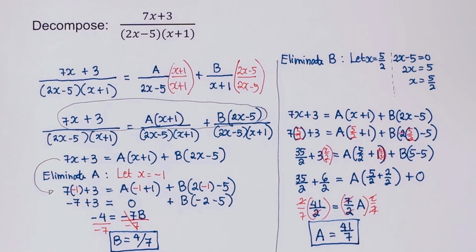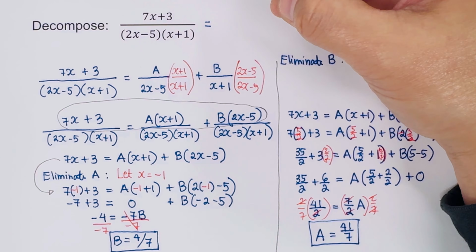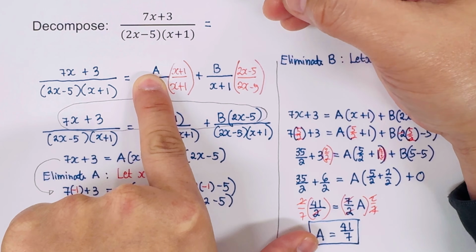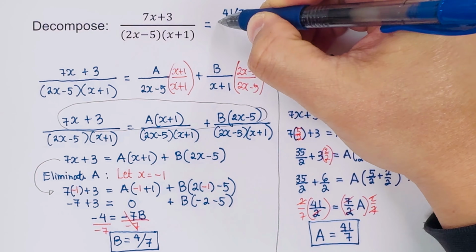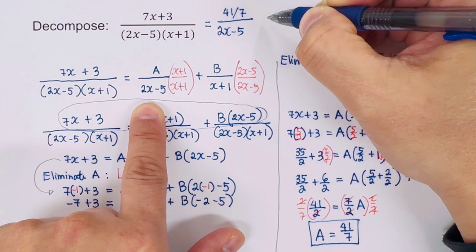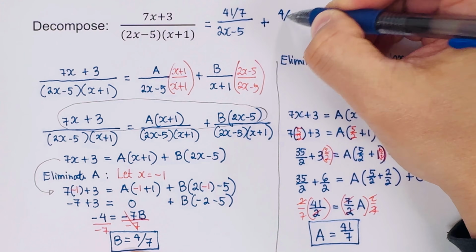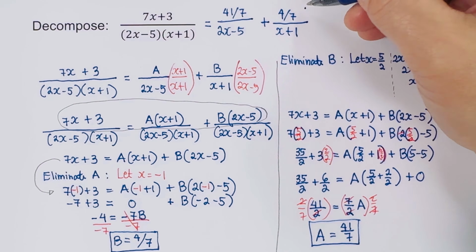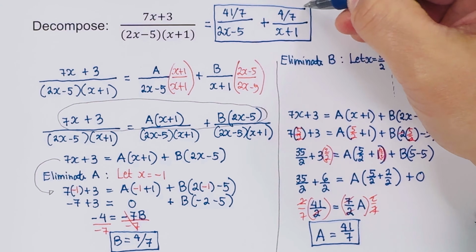That means that this fraction can be decomposed into its partial fractions, and that would be, we write the A first. So we plug the A back in there. That would be 41 over 7 over 2x minus 5, and then that's a plus. We're going to do the B. Our B is 4 over 7 over x plus 1. This is the decomposed form of this fraction.